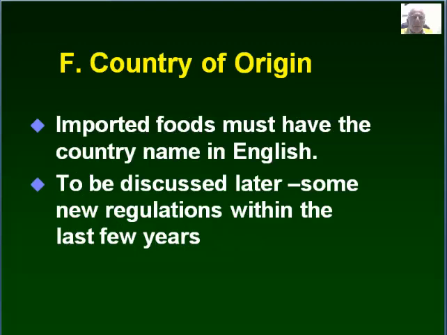Country of origin: imported foods must have the country name in English, and as I said earlier in the presentation, we'll discuss this later on in the semester because there are some new regulations within the last 4 or 5 years related to country of origin. It took us a long time actually to get passage of some of the regulations related to country of origin. I mean 4 or 5 years actually to come up with final regulations related to this and the types of products where we have to have country of origin labeling.